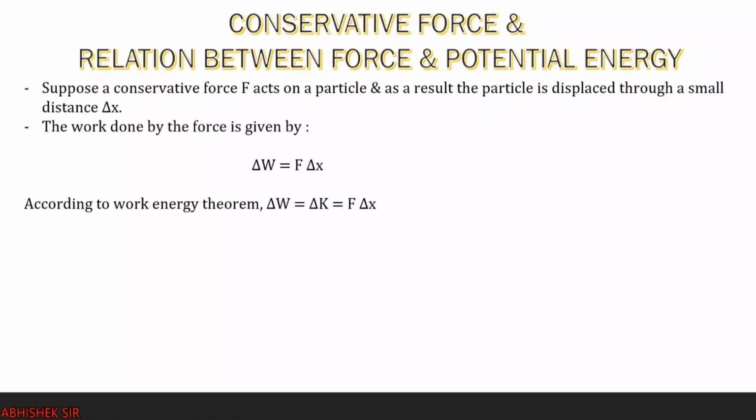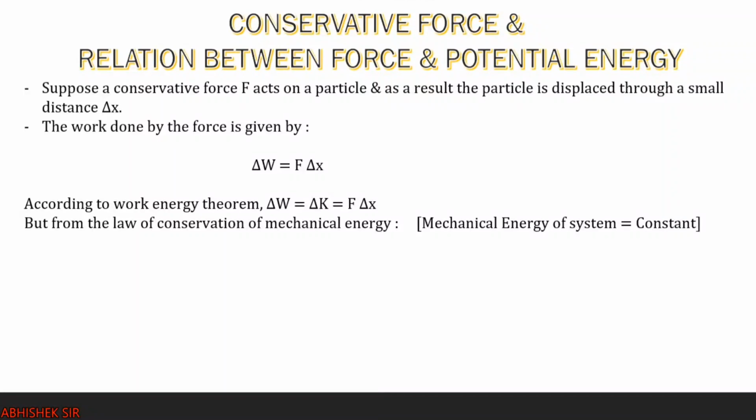According to work energy theorem, this delta W is equal to delta K. Work done equals change in kinetic energy. So delta K is F delta x, right? But from the law of conservation of mechanical energy, what does it say? That mechanical energy of the system is always constant. And I hope you know what mechanical energy is. It is the sum of kinetic energy and potential energy. So the change of kinetic and potential is always constant or zero. There is no change, then and only then can we say that it is constant.